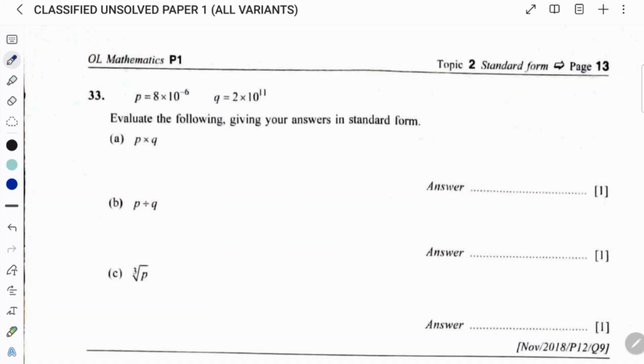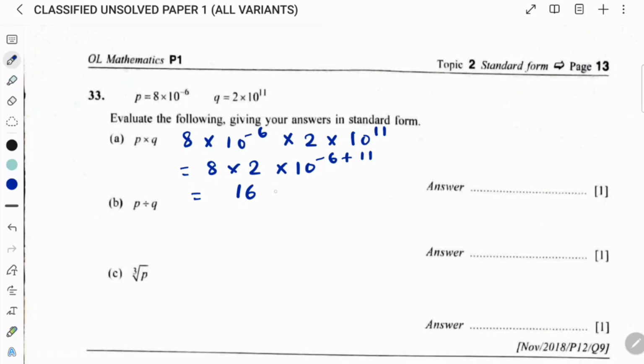Look at the next question, 33rd question. That is, P is 8 into 10 to the power of minus 6 and Q is 2 into 10 to the power 11. P times Q, 8 into 10 to the power minus 6, 2 into 10 to the power of 11, 8 into 2 into 10 to the power minus 6 plus 11. 8 twos are 16, and then 10 to the 6 and 11, the difference is of 5 numbers, 6, 7, 8, 9, 10, 11, yes. So that is 1.6 into 10 to the power of 6.